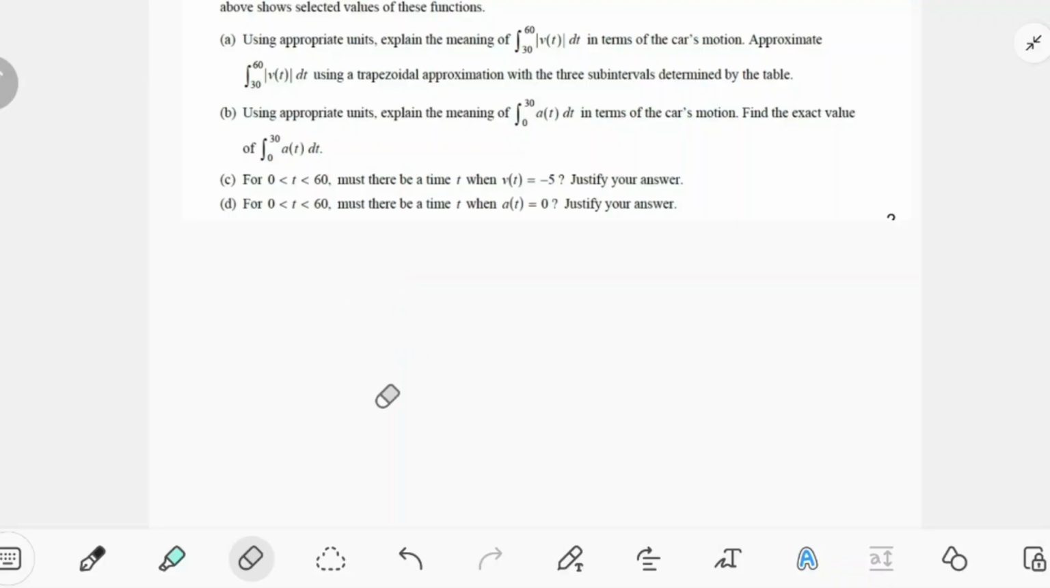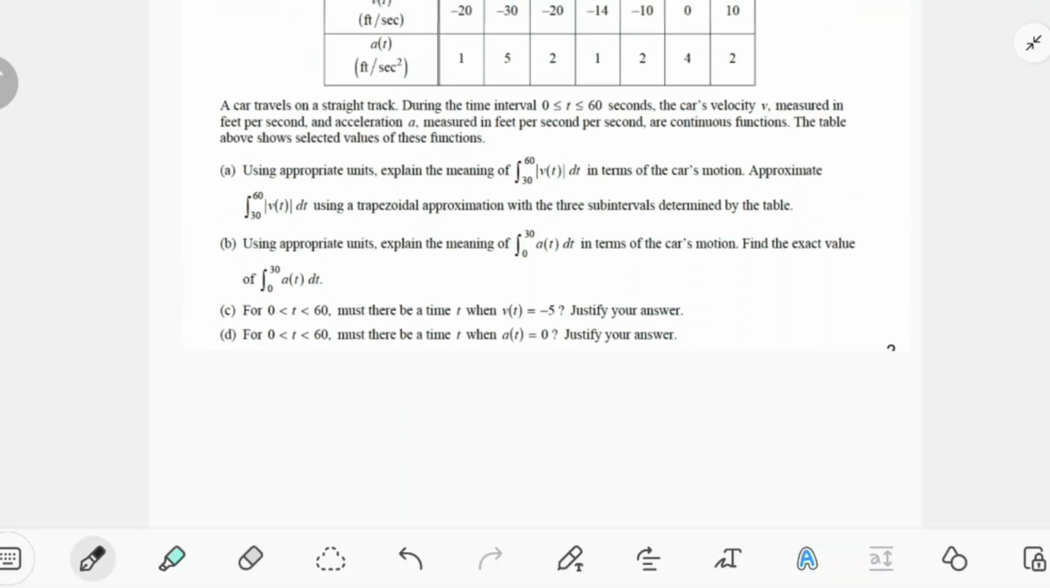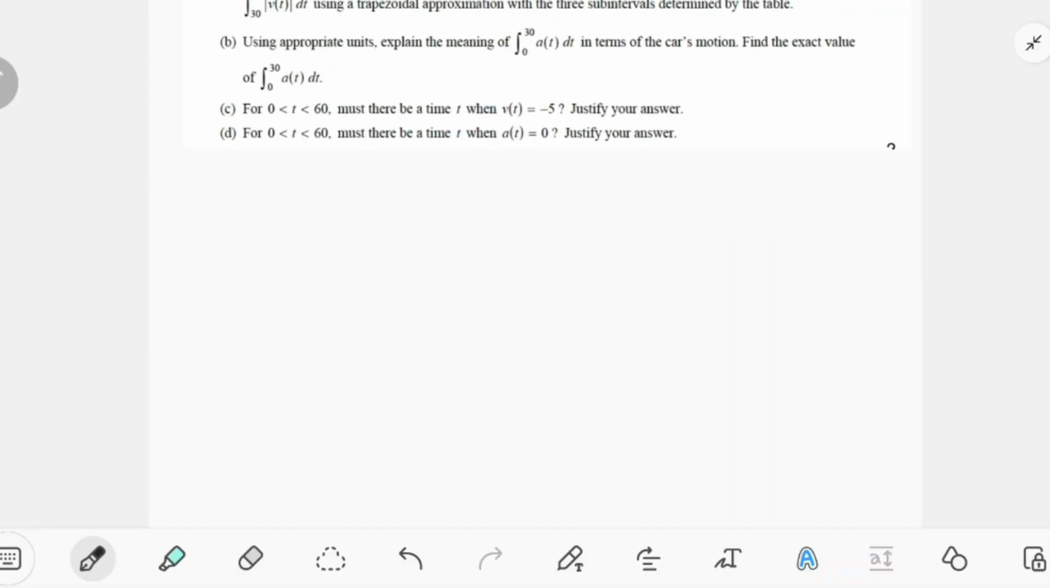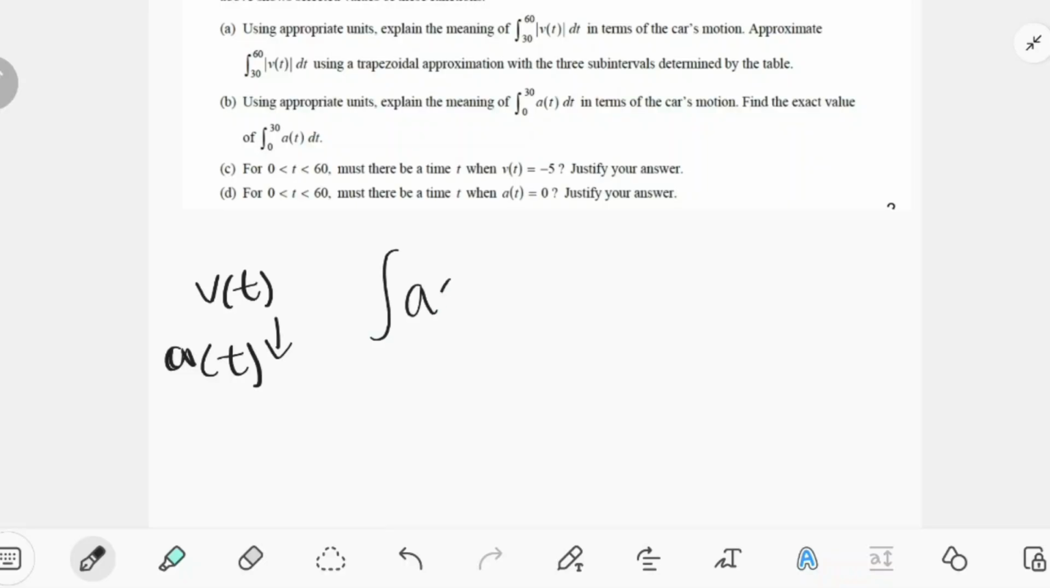In Part B, we are told to use appropriate units and explain the meaning of this integral in terms of the car's motion. And then we have to find the exact value of this integral. The derivative of the velocity function gives us the acceleration function. So integrating a of t should give us v of t.